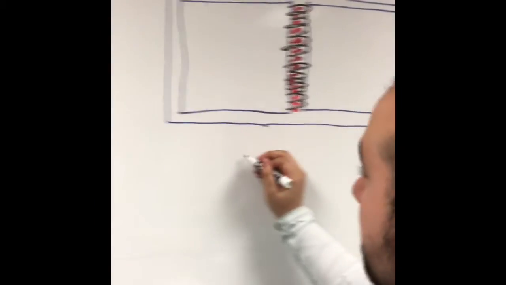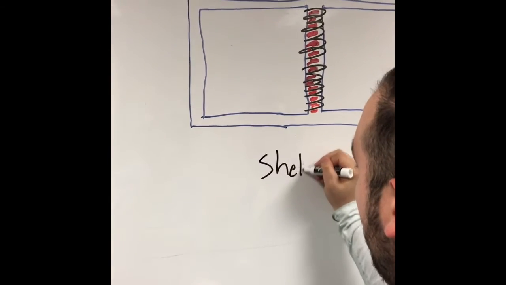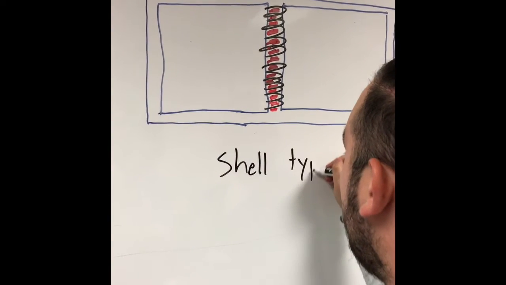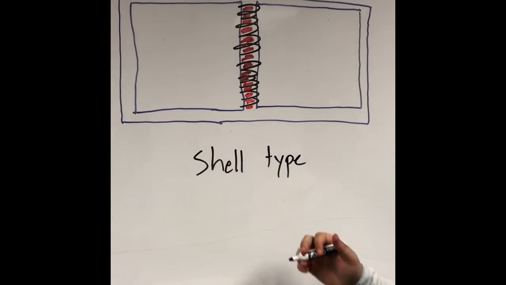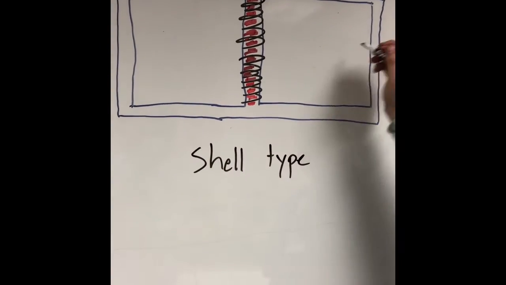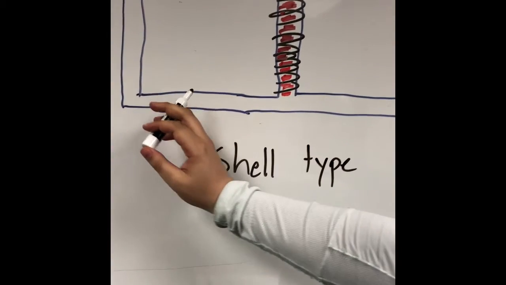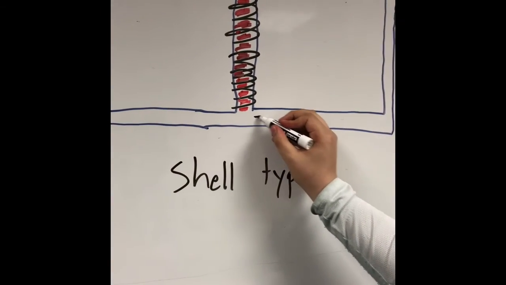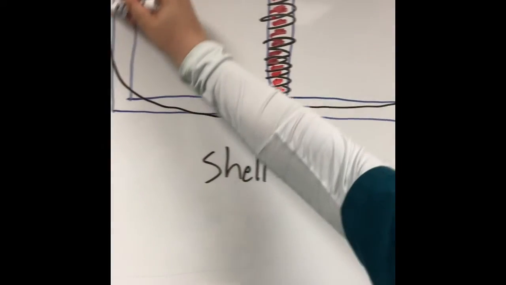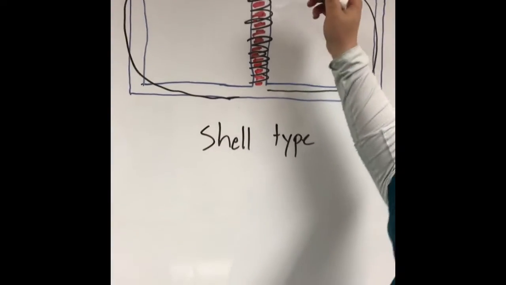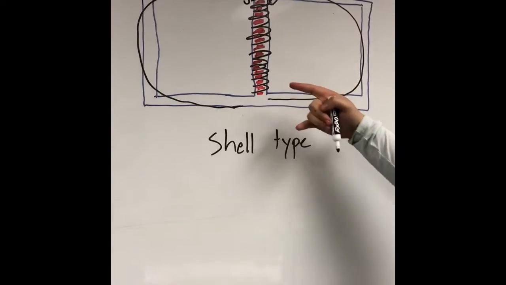Now we move on to a shell type, which is the last one. This is the most efficient and best one, but it's very expensive, so it's not really used a lot. This closes off the sides of the coil as well, so the magnetic field now runs like this, and you can have your coils stacked on one single coil.